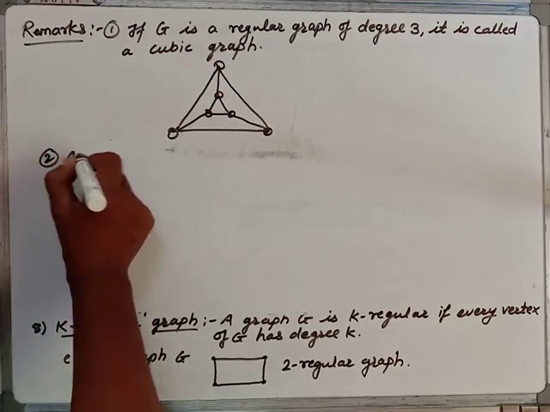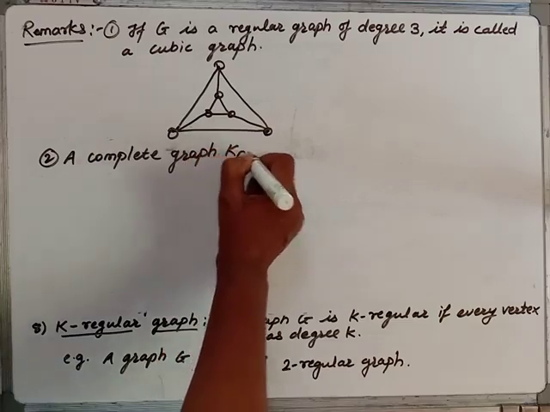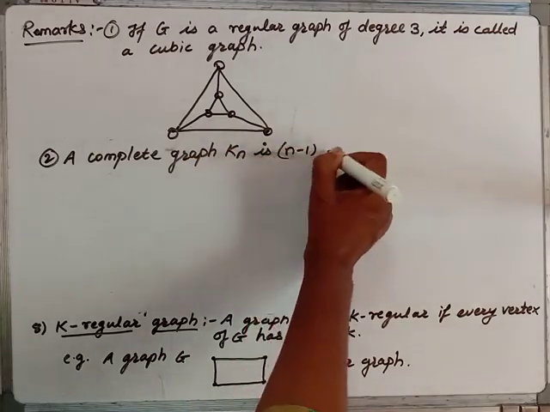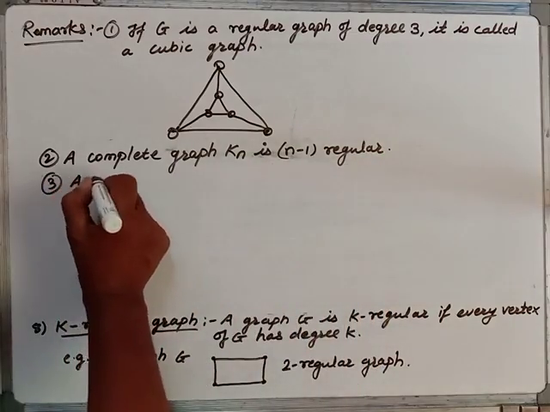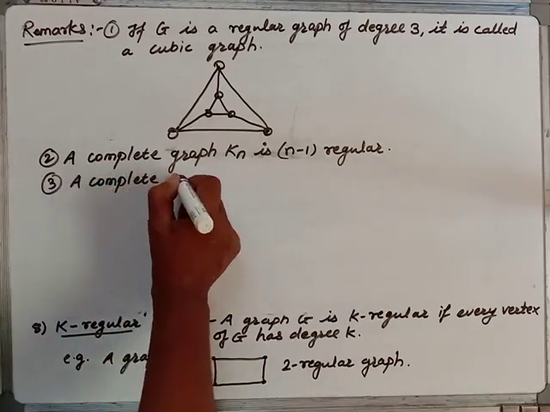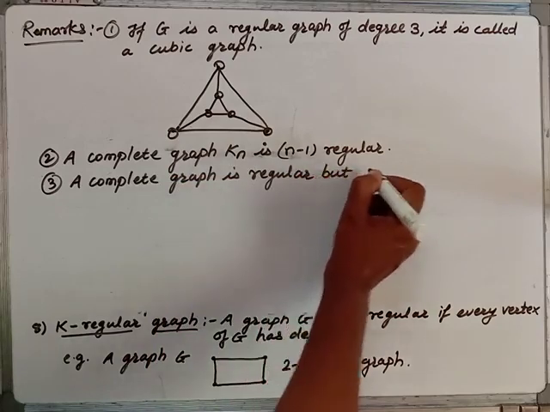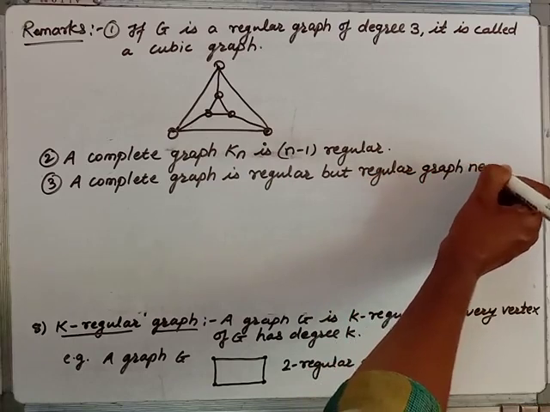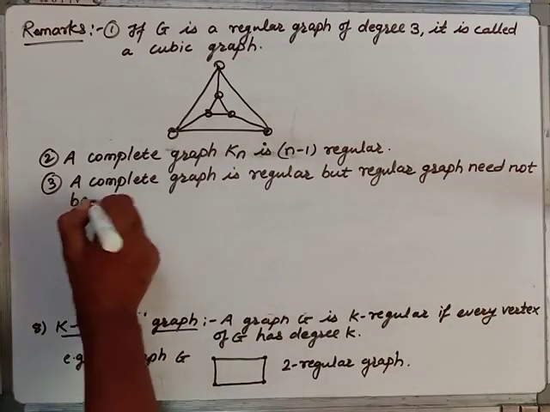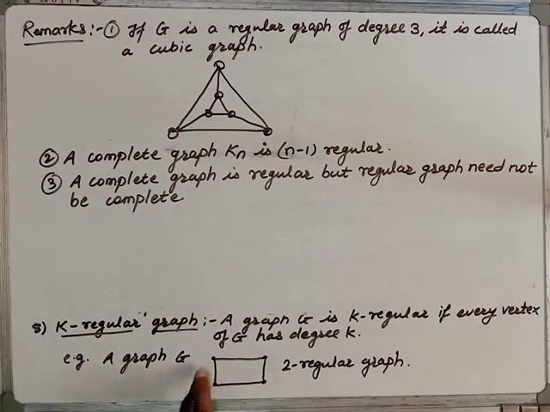Then a complete graph Kn is (n minus 1)-regular. Also, a complete graph is regular, but a regular graph need not be complete. Look at this example. This is a 2-regular graph, but there is no edge in between these, so it is not a complete graph.